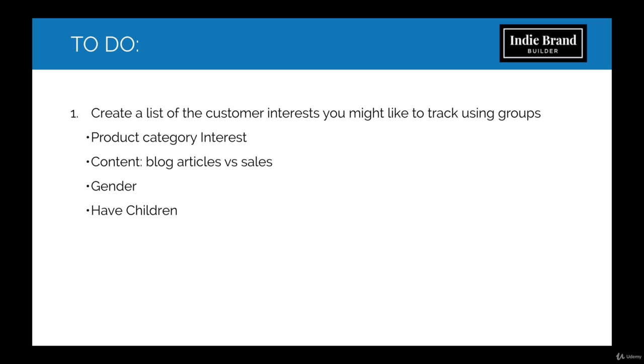Could be something as simple as their gender if you're selling, say, fashion that appeals to both men and women, but you want to segment that. You may want to see if people have children. If perhaps you have some kids products, you would be marketing to the parents, but you want to know which parents have children, so you're not marketing needlessly to people who aren't interested in the products.